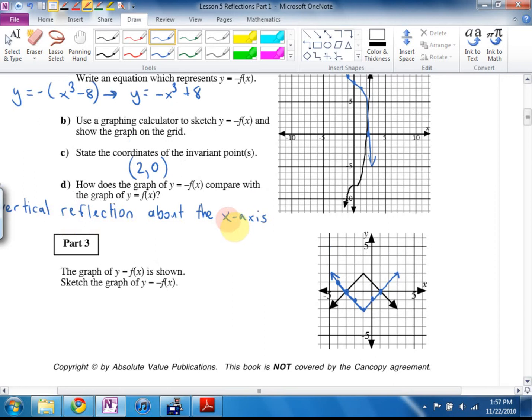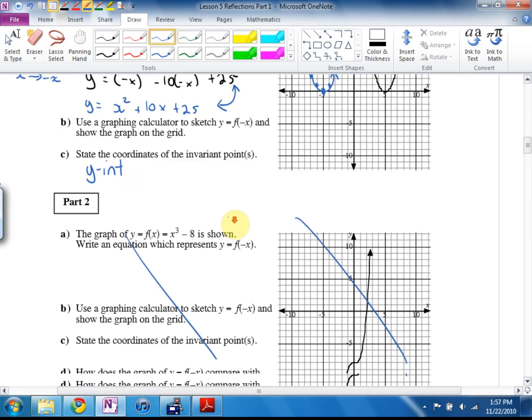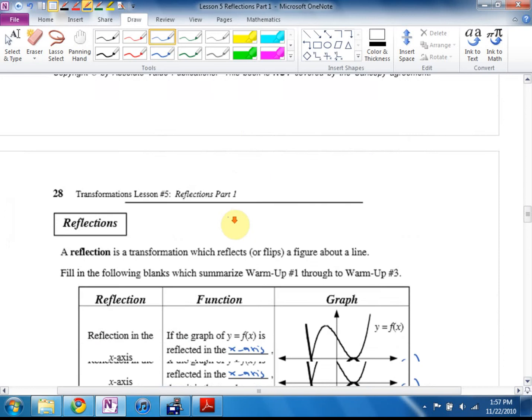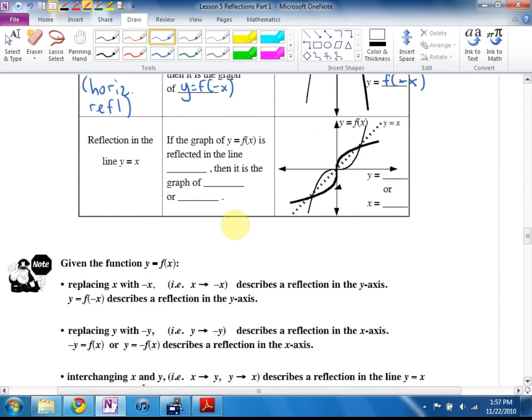Then the last one is the reflection in the line y equals x. By the way, we call that the inverse. So if the graph of y equals f of x is reflected in the line y equals x, that 45-degree angle line that goes through 1,1; 2,2; 3,3; 4,4, then it's the graph of x equals f of y, which is the notation I like better. They're not going to use that one. Or they're going to use y equals f negative 1 of x, the inverse. Because it's not an exponent, even though it looks like an exponent.